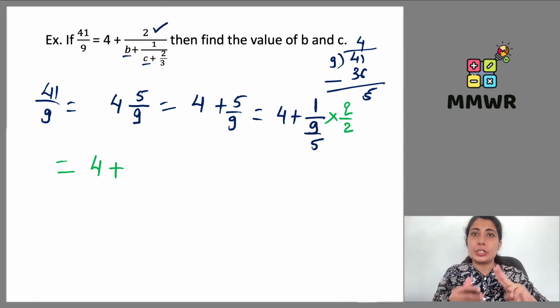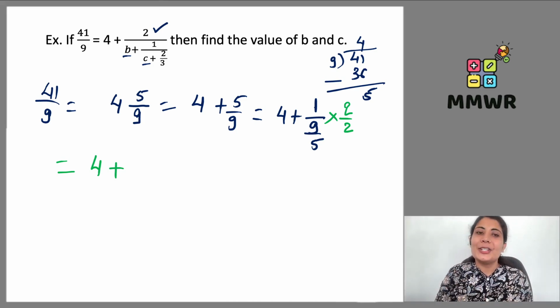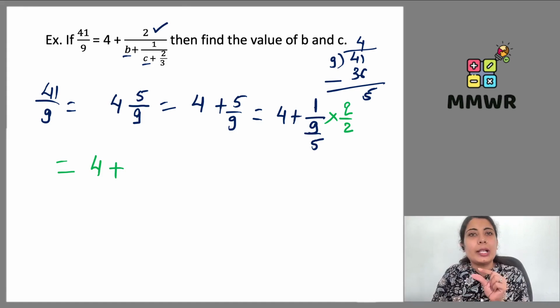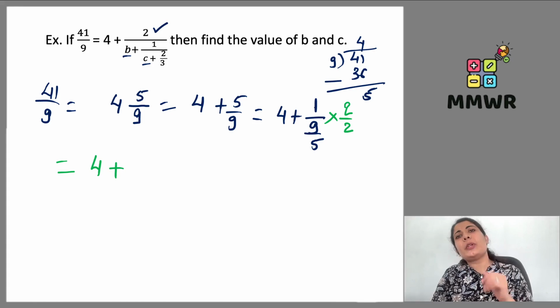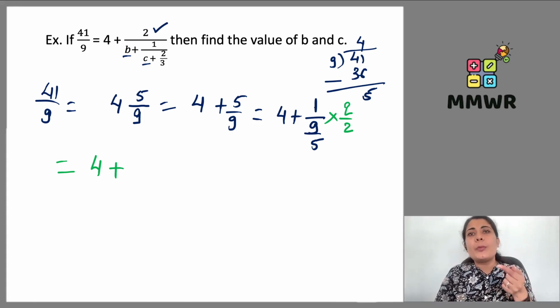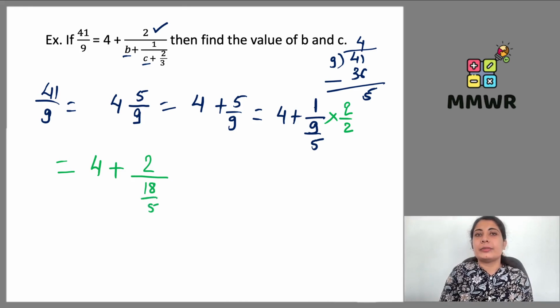We have only 2 things here. Numerator is 1, denominator is a type of fraction, 9 upon 5. So this was the trick we have to apply to get something else in the numerator rather than 1. If they ask us to get 3 here, we would have multiplied it by 3. 1 upon 9 upon 5 multiplied by 3 upon 3 gives us 3 upon 27 upon 5. Right? So 4 plus 1 multiplied by 2 is 2. 2 multiplied by 9 is 18 upon 5.